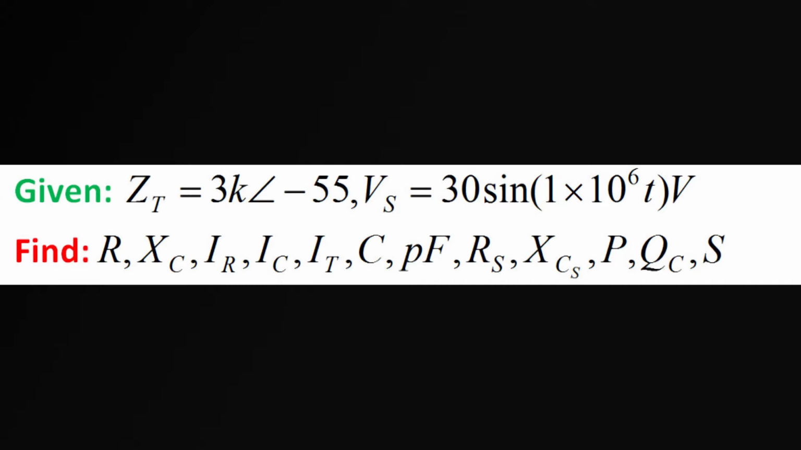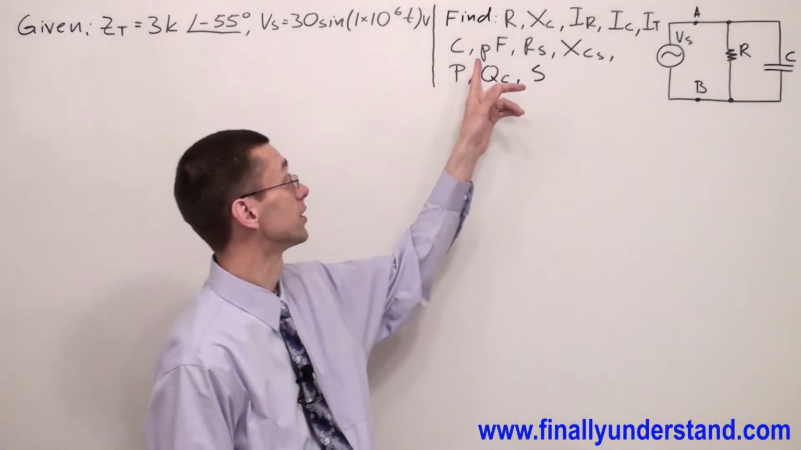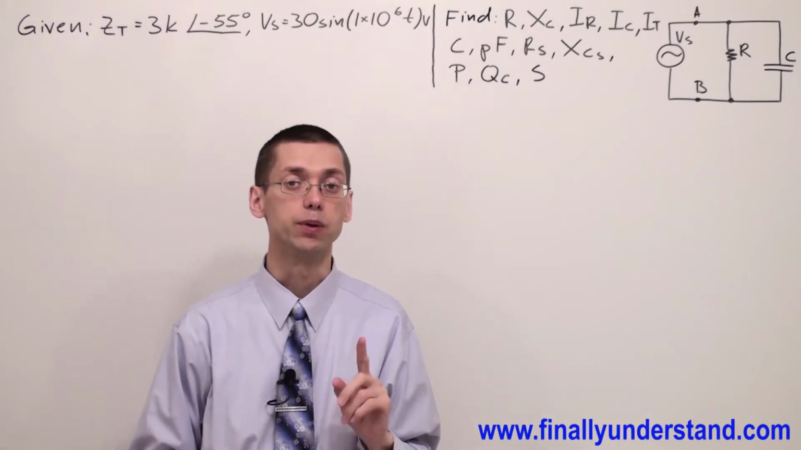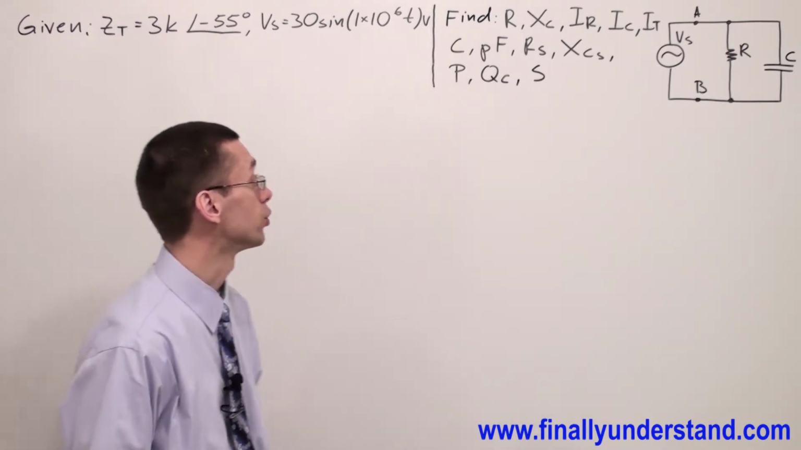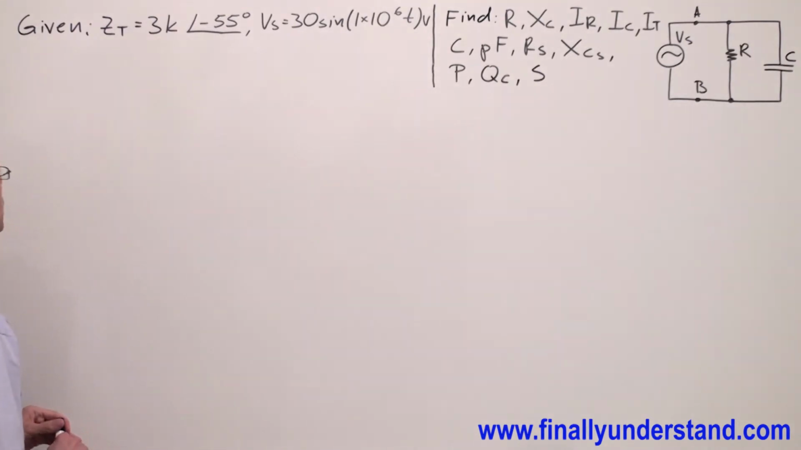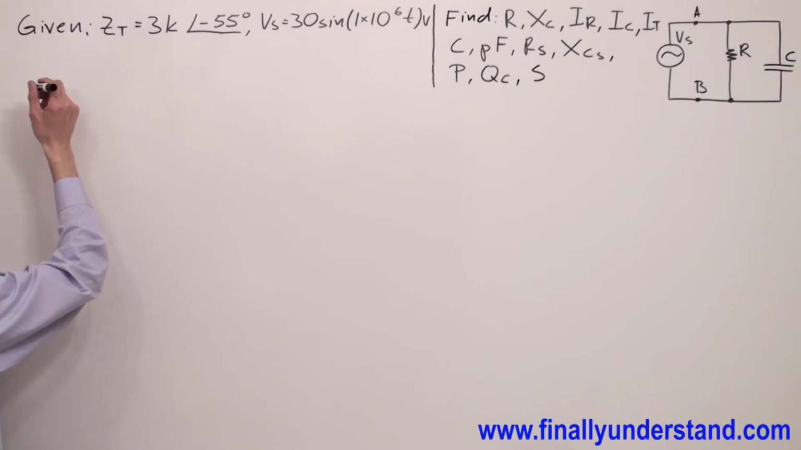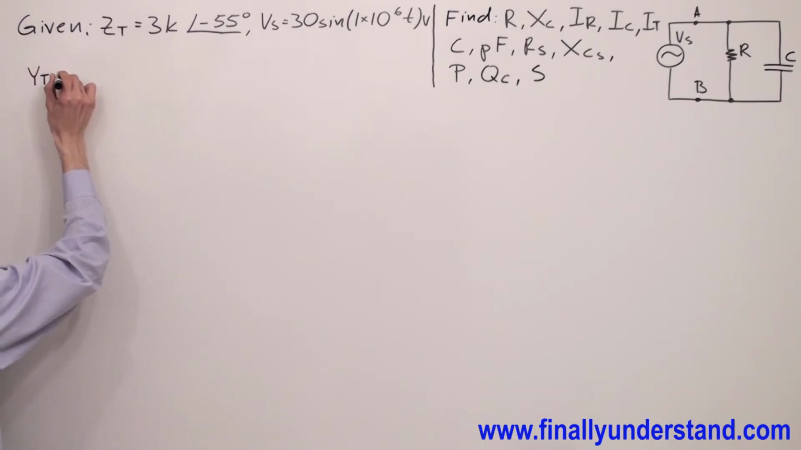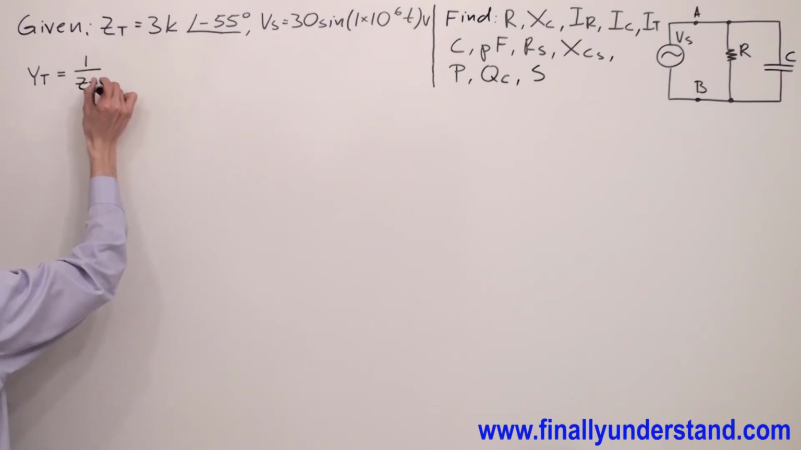Let's take a look at this example. We have given Z total and we're supposed to find the value of resistance and capacitive reactance. Because this is a parallel circuit, we're supposed to find the total admittance first. So we have to find Y total first. Y total is equal to 1 over Z total.